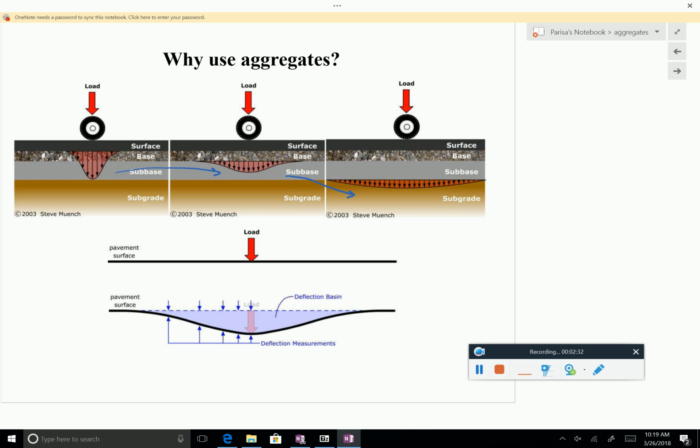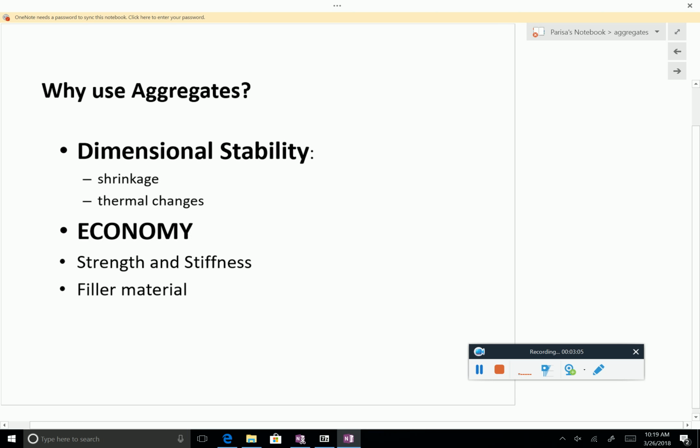Why do we use aggregate? The most important reason is the cost. It's much cheaper to use aggregates than to use asphalt concrete all the way. For example, in runways, if you had a way to see inside the runways, the asphalt concrete is much thicker compared to highways because you want to have better quality. You don't want to have any issues with the planes taking off and landing. But in highway, typically we are using tons of aggregates.